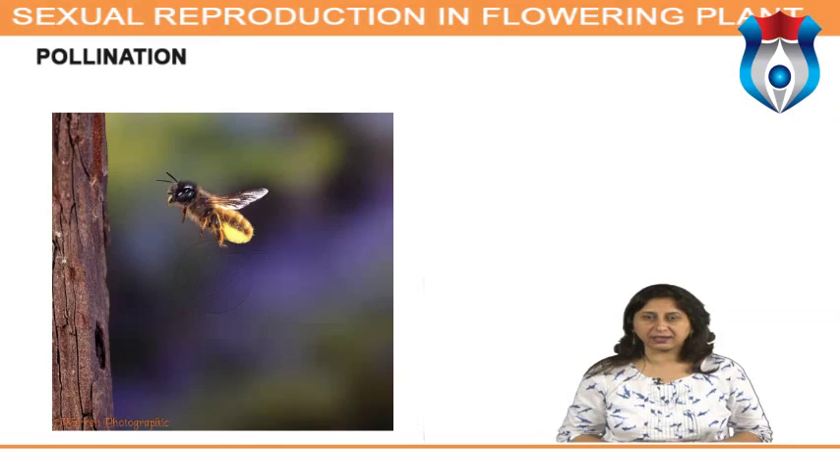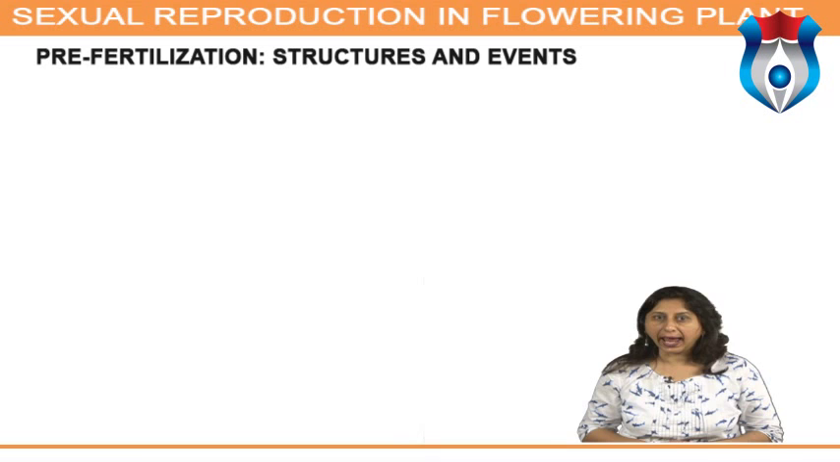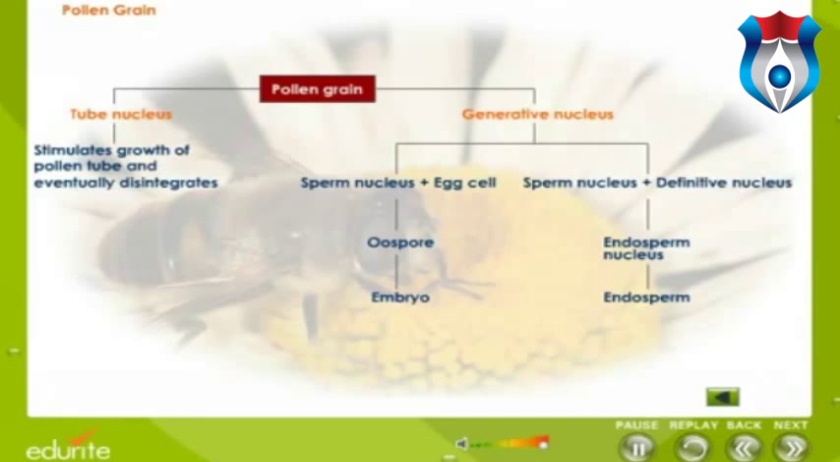We will study pollination, formation of pollen grains, and formation of an ovule sac through this video. The pollen grain has tube nucleus and generative nucleus. The tube nucleus stimulates growth of pollen tube, and it eventually disintegrates. In generative nucleus, the oospore is formed by fusion of sperm nucleus and egg cell. After a certain period, the oospore develops into an embryo. The second sperm nucleus fuses with the secondary definitive nucleus, resulting in the triploid nucleus called endosperm nucleus.